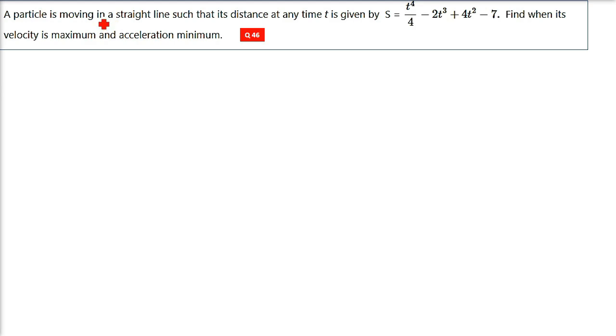And you will be saying, don't talk about here and there, tell us how this question is going to be solved. So let us get back to the business now. Distance at a time t is given as like this. This is distance. Find when the velocity is maximum and acceleration is minimum.